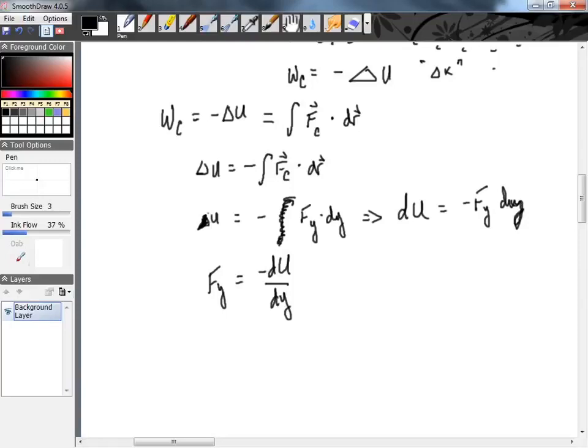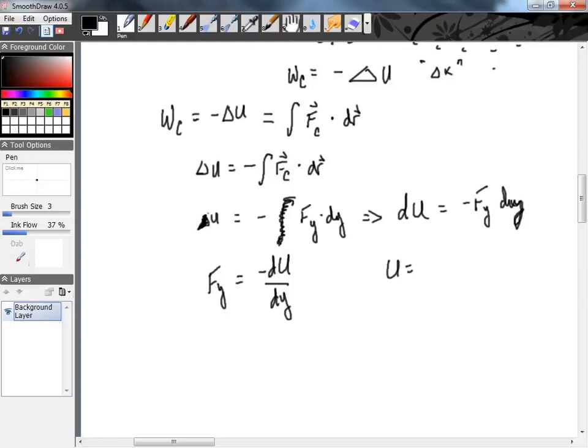Okay. It is the rate of change, not the time rate, but the position rate of change of our potential. So as we change position, how does our potential change? That's given to us by the conservative force that is acting on this object. So let's take our potential energy.